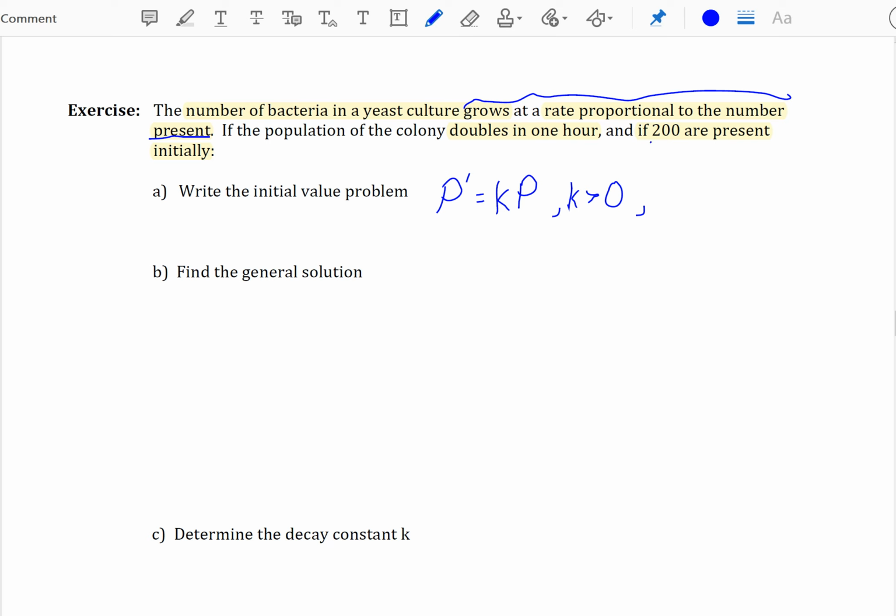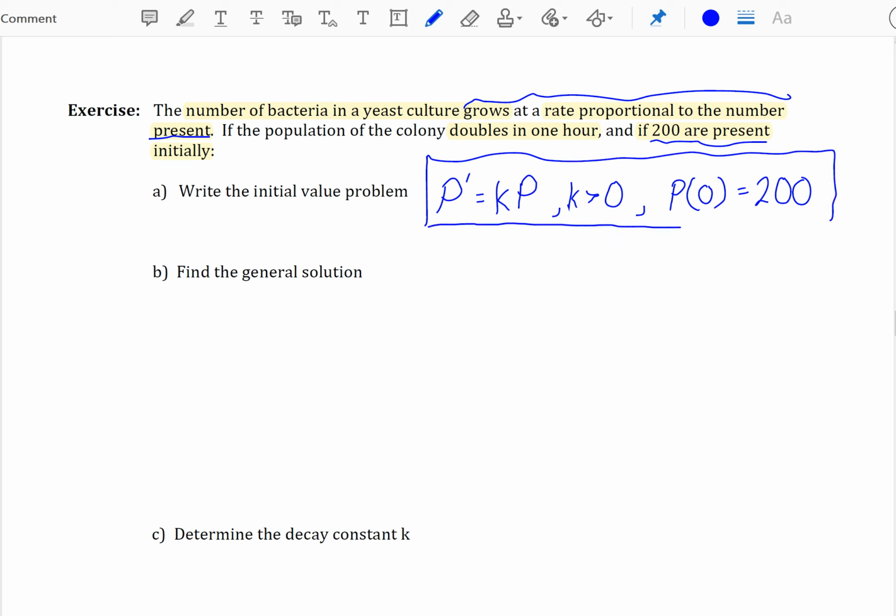Additionally, we are told that 200 are present initially. This tells us that P at time 0 is equal to 200. This is our initial value problem. Remember, an initial value problem is a differential equation with an initial condition that it must satisfy. We're now asked to find the general solution.